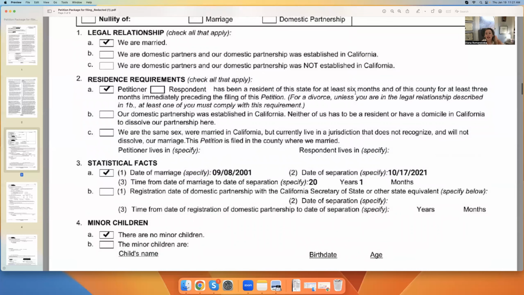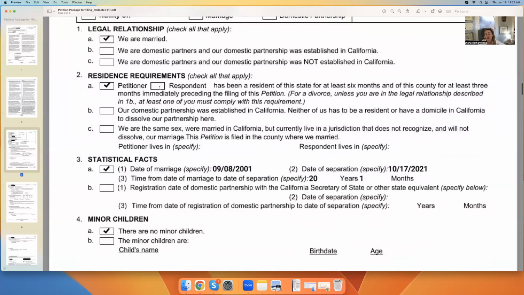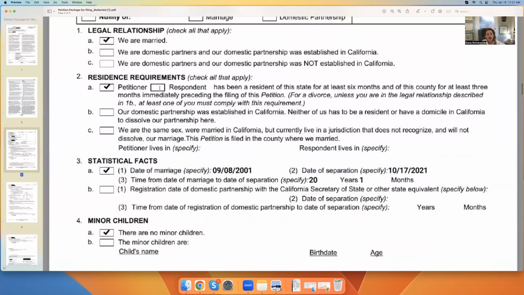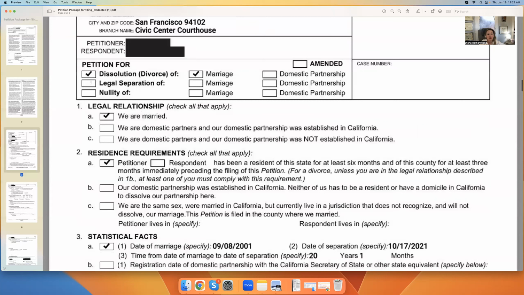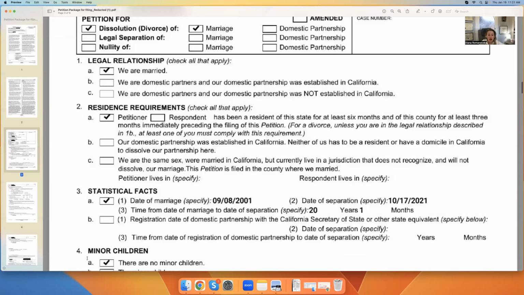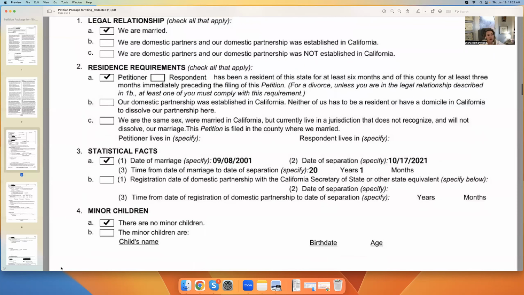One of you. It doesn't have to be just you. You're allowed to check off respondent. If you are the one from another state, and the respondent is here, you can check it off and it would qualify for divorce. If not, then you would file for legal separation. You would check off these boxes. And then once you meet the 6 months requirement, you can amend it to divorce without the court's approval.